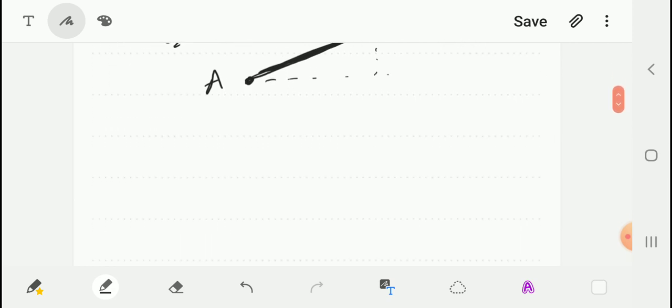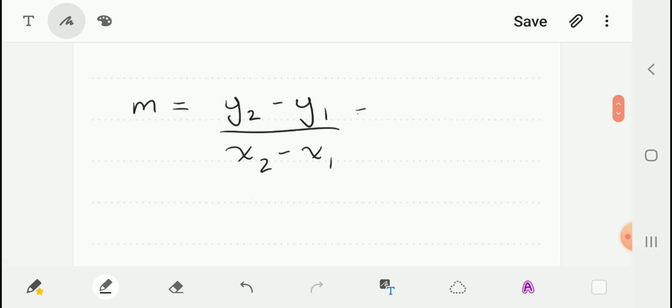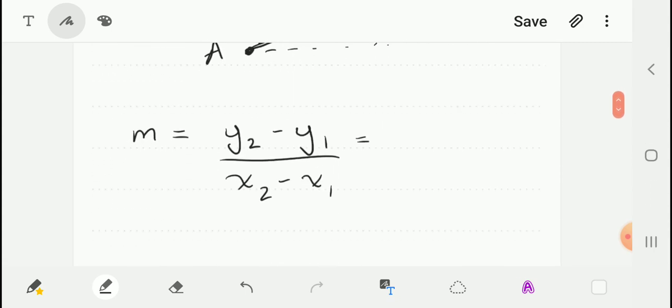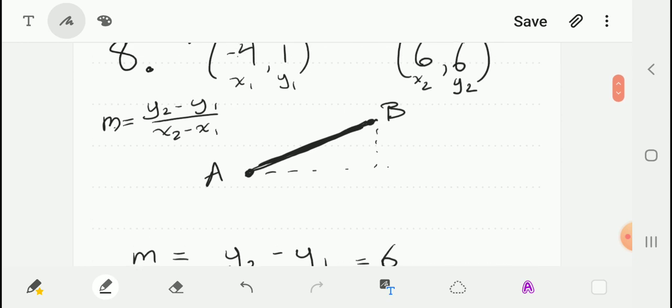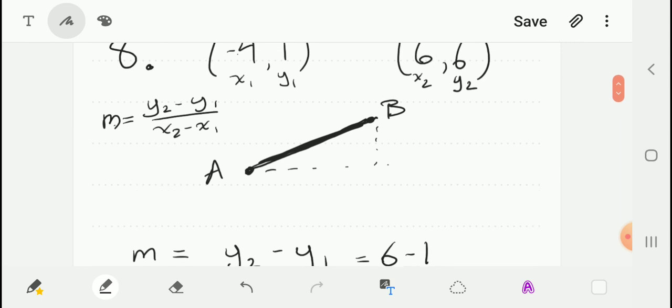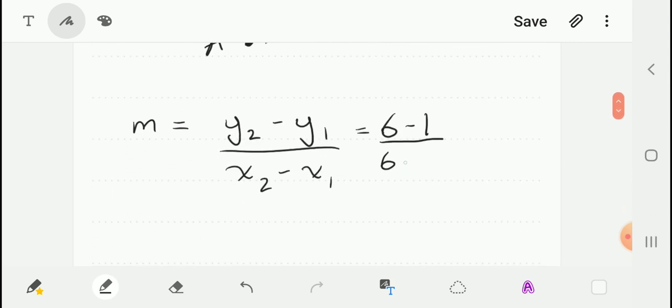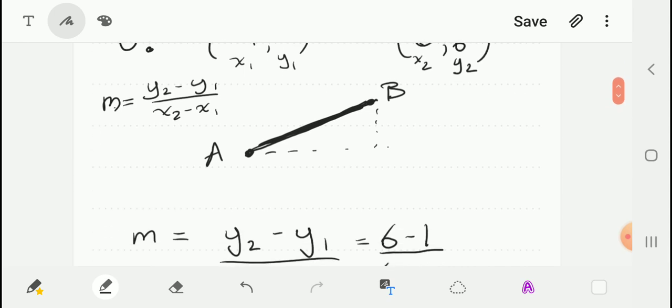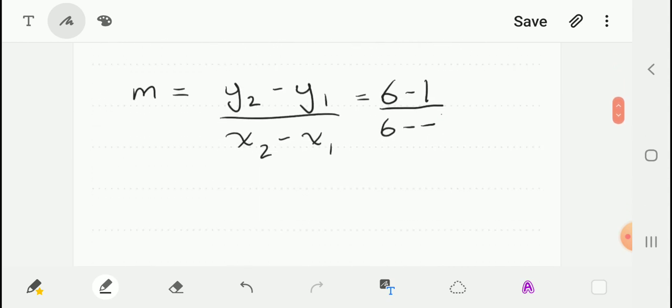So I'm just going to write this more neatly down here. So we have m equals y2 minus y1 over x2 minus x1. y2 was 6. y1 was 1. So we have 6 minus 1 on top. x2 is 6. And x1 was -4. Got to keep that negative with it. So I like to put parentheses around.